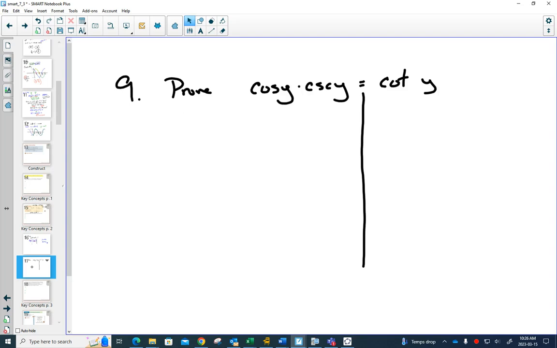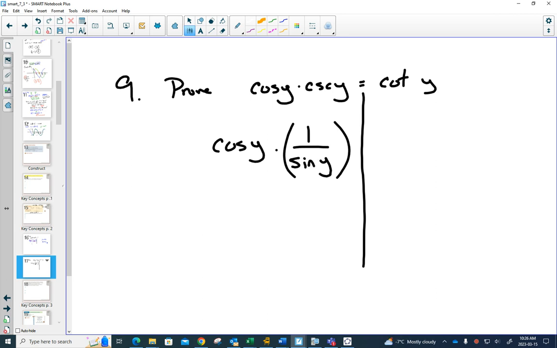So if you're unsure what to do, like on this one, you might go, I don't know what to do. Can you change everything to sine and cos? I'll try that. So cos, I would keep the same. I'm not going to change that one because that one's already cos. Cosecant, I'm going to change to 1 over sine. And cotangent on the right-hand side, I'm going to change to cos over sine.